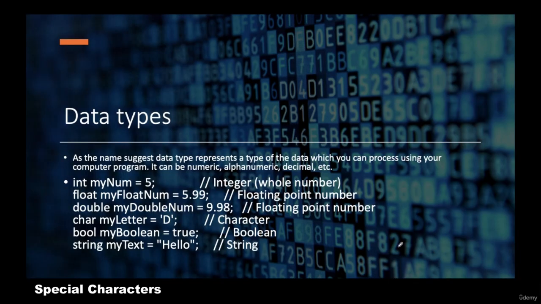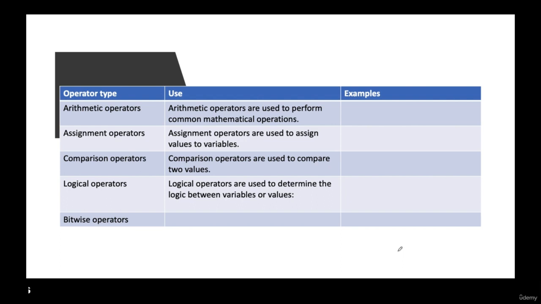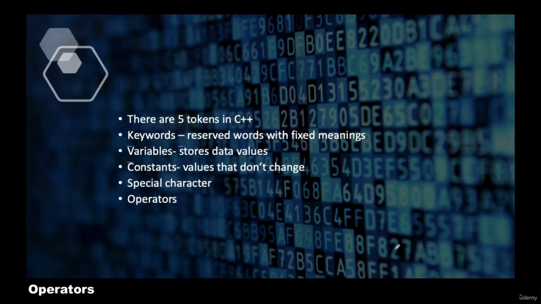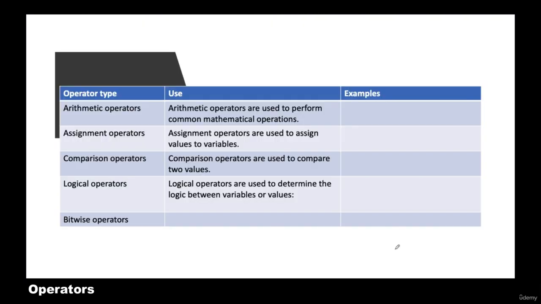Now the next point is operators. We have a lot of operators in C++, and each and every operator is used to do a particular action. Here you can see arithmetic operators. We all studied mathematics, right? So arithmetic operators are plus, minus, and the multiplication operator.